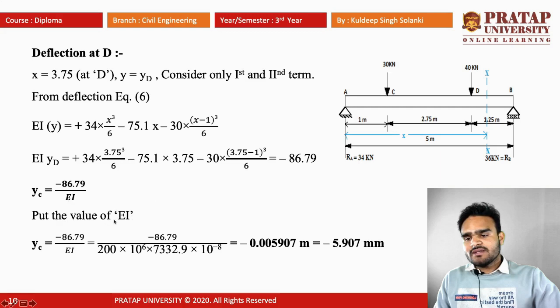The value of EI is given in the question. Put the value of EI and finally calculate this term, and we get minus 0.005907 in meter, and after multiplying by 1000, in mm, minus 5.907. This is not C, this is the deflection at D. It is also YD. So this is the deflection at D, 5.907.